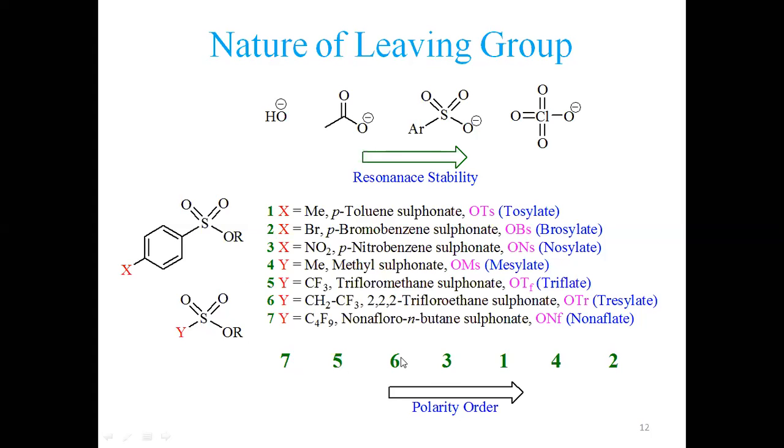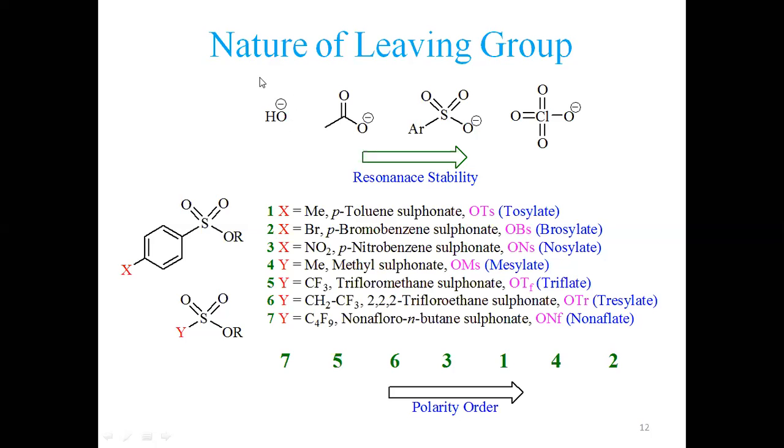Then it is 5, then 6, then 3, then 1, then 4, and least one shall be 2. So rather than withdraw electron density, it is donating electron density. This is something I have presented in the leaving groups. If an alcohol group is present, it doesn't leave at all. We cannot make this alcohol leave in the form of OH.